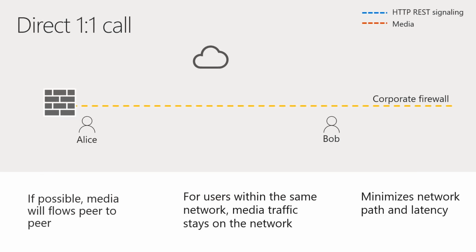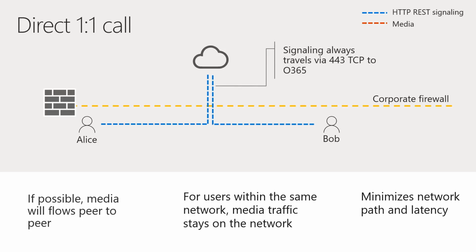This diagram shows us a one-to-one call between Alice and Bob. In this case, Alice and Bob are sitting in the internal network behind the corporate firewall on the enterprise network. And Alice wants to establish a call to Bob. Before she does that, there's some signaling that Alice is doing. She is communicating with the Office 365 cloud, with the Teams services, so that she knows if Bob is online and how to reach Bob. And also Bob is signed in, so his signaling is also to the Office 365 cloud. The signaling always goes over 443 TCP.